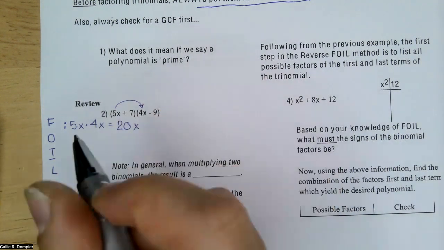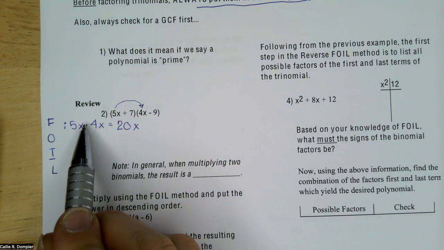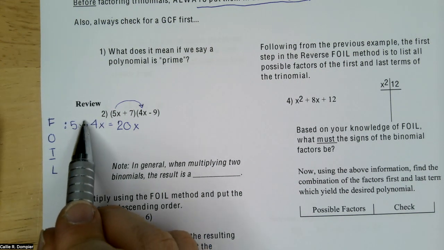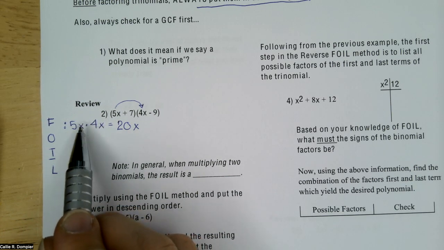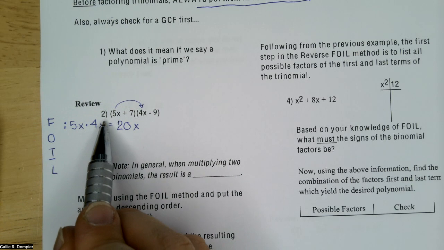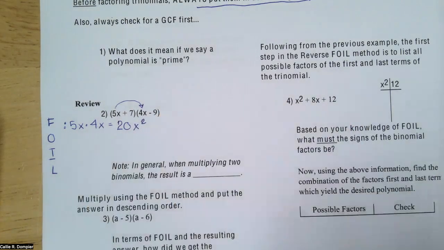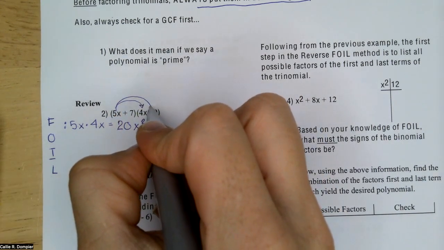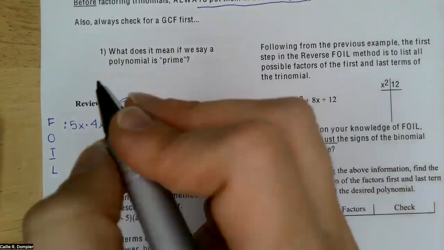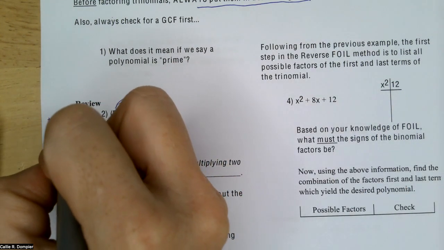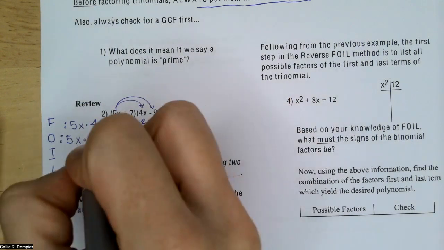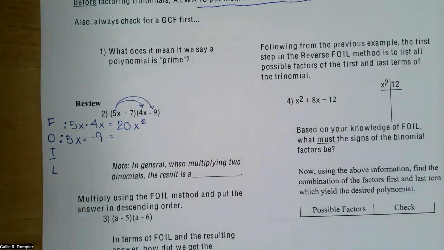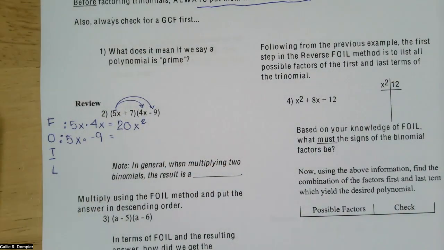x times x. Remember, when you're multiplying variables, the rule of exponents says that if it's the same base, and x is the same base, you add the exponents if the base is being multiplied. So x to the first times x to the first gives us x squared. Outside would be 5x times negative 9. Note that it's a negative 9 because it's 4x minus 9. So O is 5x times negative 9. Again, just multiply the numbers. 5 times negative 9 is going to be negative 45, right?